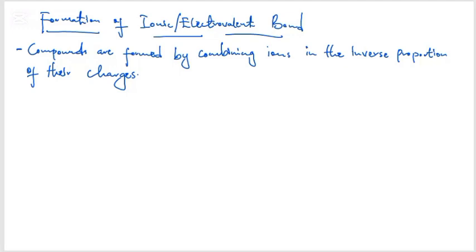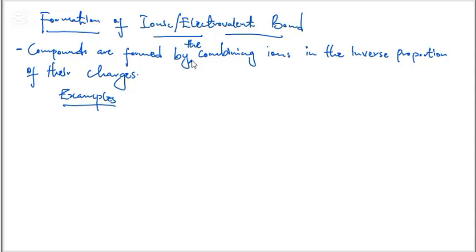Okay, so welcome back. We said formation of ionic or electrovalent bond, and we said that compounds are formed by combining ions in the inverse proportion of their charges. So what we mean by that is, for example, we have examples.